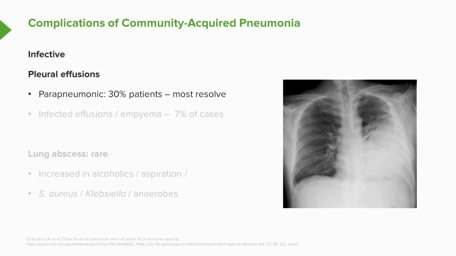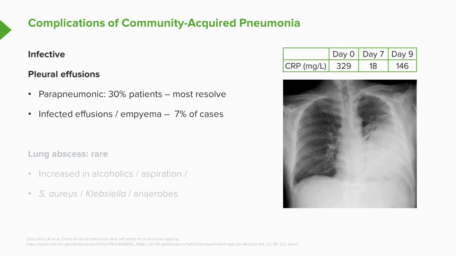Parapneumonic effusions, these are small effusions that occur in patients with pneumonia and are not infected, are present in about a third of patients, and these will resolve as the patient gets better. However, in a minority of patients, about 5 or 10%, that effusion will become infected and become a complex parapneumonic effusion, and eventually that moves on to forming an empyema.